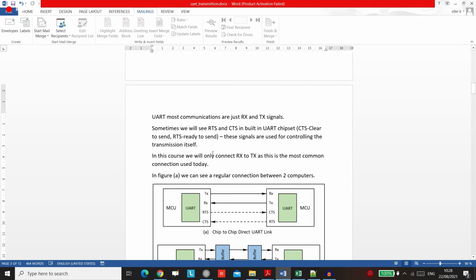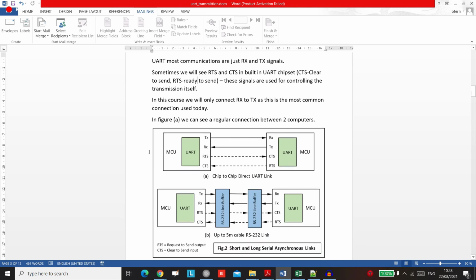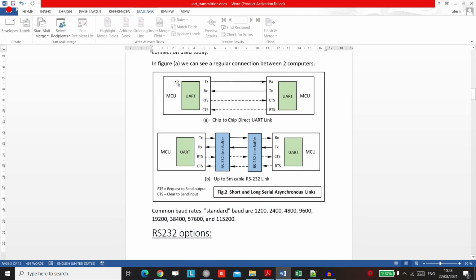In this course, of course, we will connect only the RX to the TX. This is the most commonly used communication today. Right here we can see a regular connection between two computers. Now this is where we are coming to the physical layer.